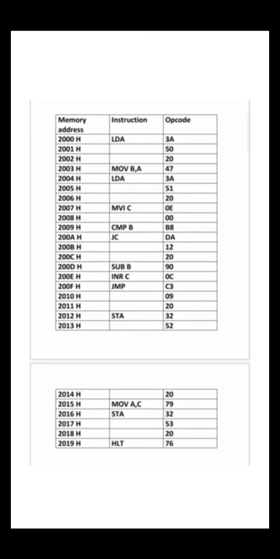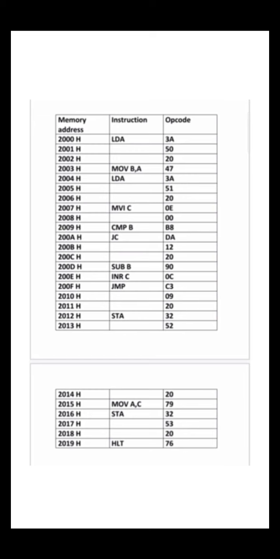The next instruction is MVI C. Move immediate data 00 into the C register. Next instruction is CMP B. This instruction is for comparing the two input data. The next instruction is JC, jump if there is a carry, then jump to memory location 2012. If there is no carry, then proceed.